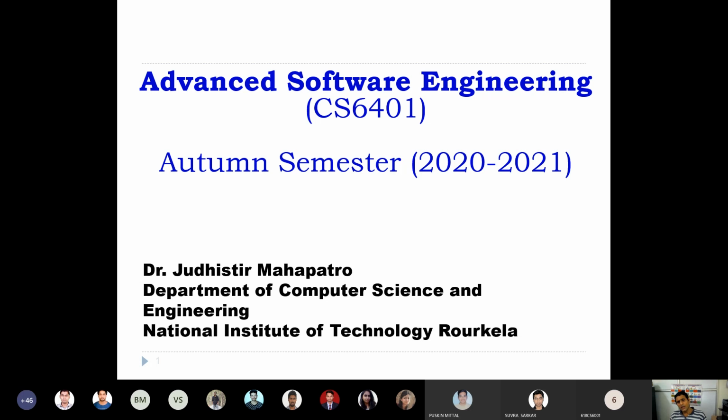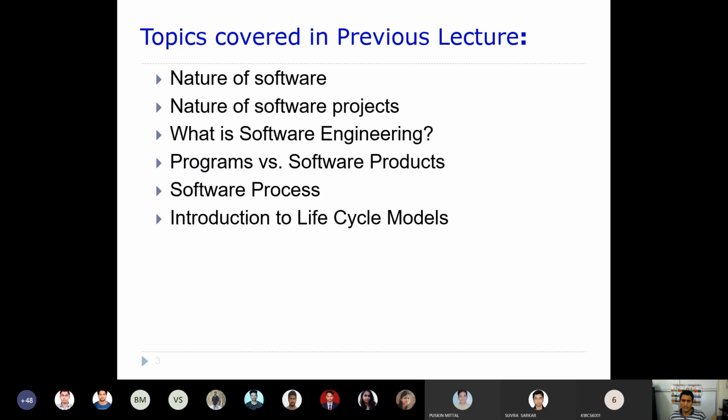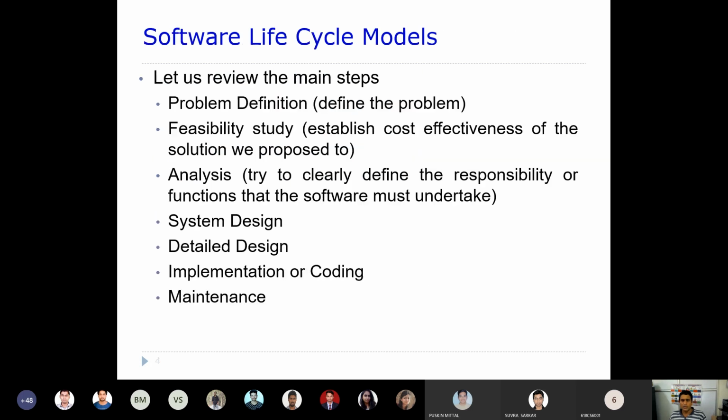But if you do not adhere to these life cycle models, then there may be certain problems like the 99% complete syndrome. Now we will see in this lecture about various process models. Before that, we will see what the main activities are in any software lifecycle model. Sometimes I say software lifecycle model, sometimes I say software process. Both are the same.